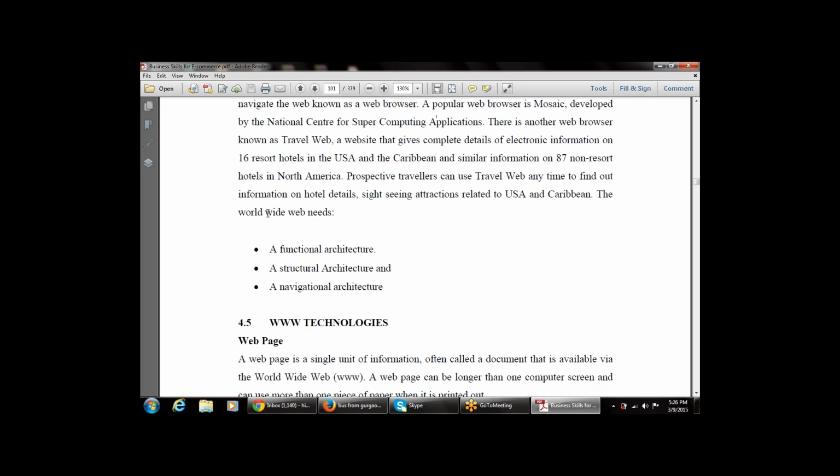Then this is the theory. What does the World Wide Web need? That is, what is the requirement of the WWW? The requirement is a functional architecture, then a structural architecture and a navigational architecture. So there are three types of needs of the WWW: one is the functional architecture, one is the structural architecture, and one is the navigational architecture.